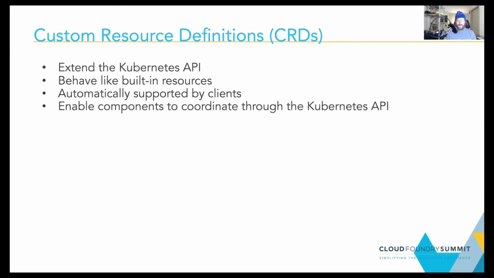And the cool thing about this is CRDs are automatically supported by clients of the Kubernetes API. So that's how Nitya was able to just kubectl get routes, and it worked just like anything else. And lastly, but maybe most important for us, we found that CRDs provide a good boundary where it allows components to coordinate through the Kubernetes API instead of talking to each other directly.